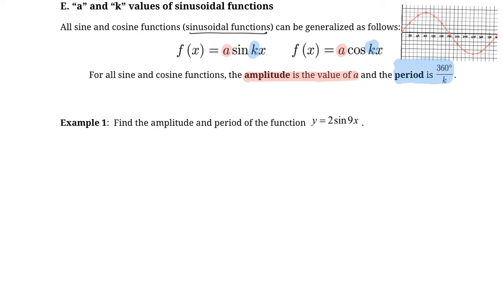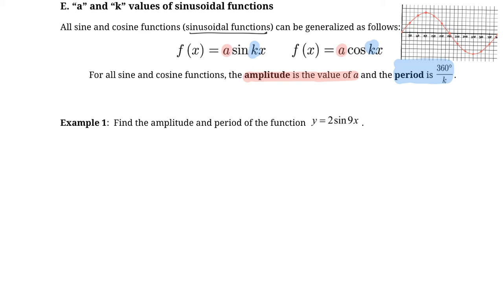So in conclusion, just like our transformations that we've done with other functions, a represents the vertical stretches and compressions and the vertical reflections. K represents the horizontal stretches and compressions and a horizontal reflection. But they also have a different meaning in sinusoidal functions. a is your amplitude, and k helps you find your new period. So we can take 360 degrees and divide by k to find our new period.